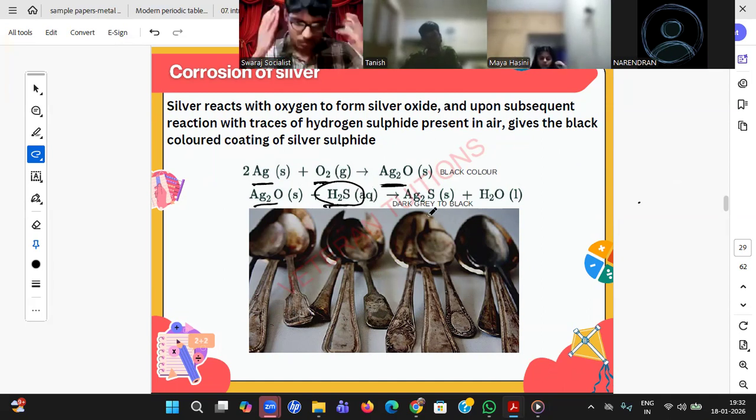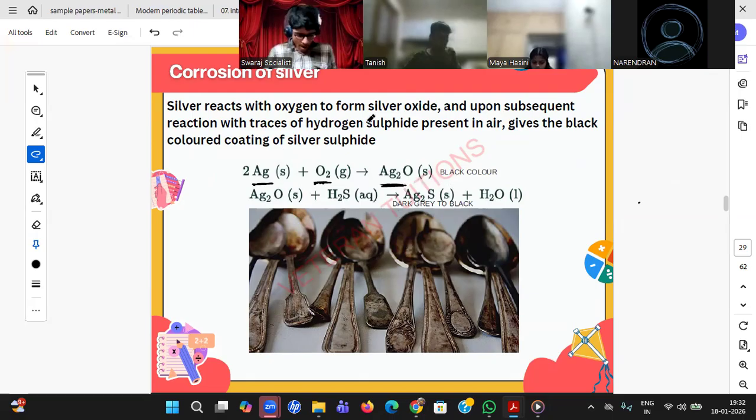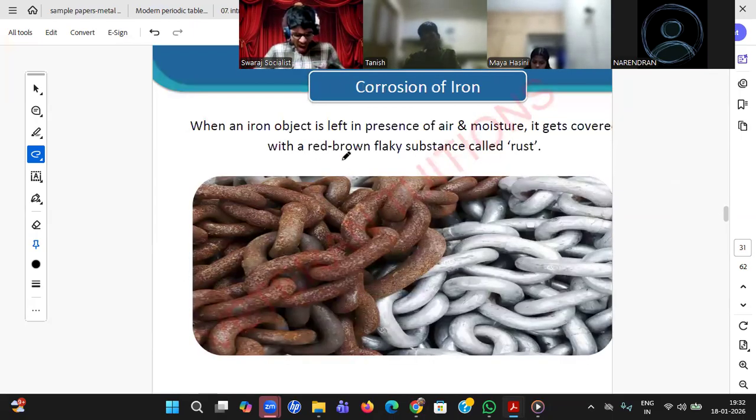So with these two combined, it will become dark gray to black, silver sulfide. Okay, so this is again corrosion. Silver also gets corroded. Okay, so iron, yeah. So now you see, Strugal, you are asking something.